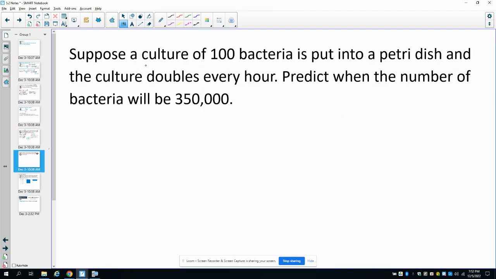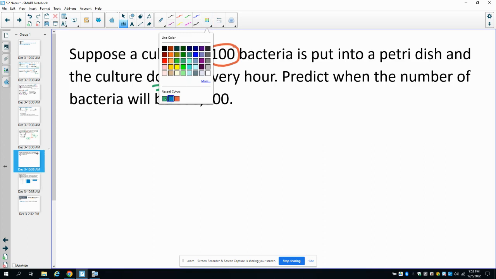All right, so let's try another one. Suppose a culture of 100 bacteria is put into a petri dish and the culture doubles every hour. Predict when the number of bacteria will be 350,000. So they started by putting 100 bacteria in the petri dish. We know it's doubling, and it's doubling every hour. So let's write the equation for this.